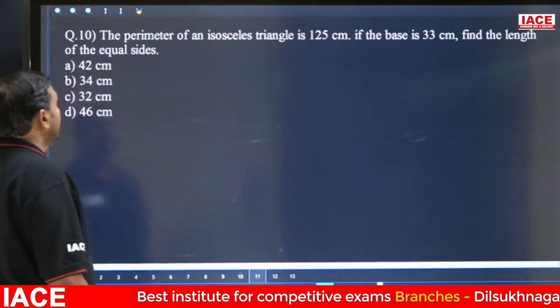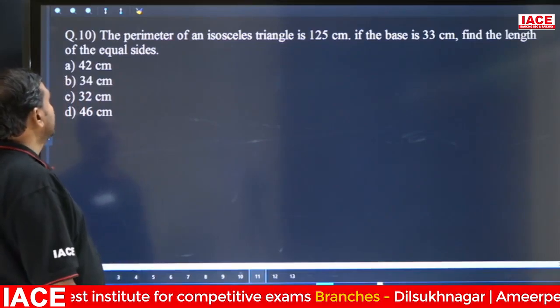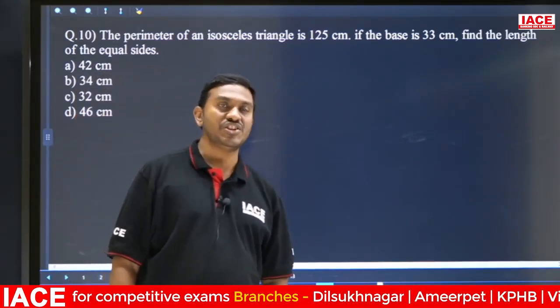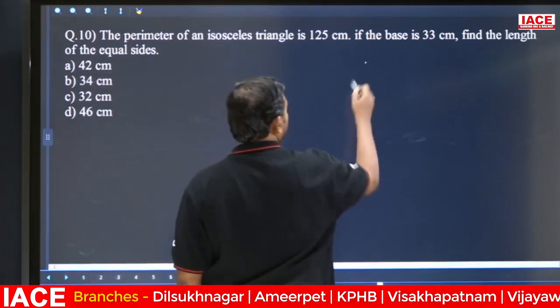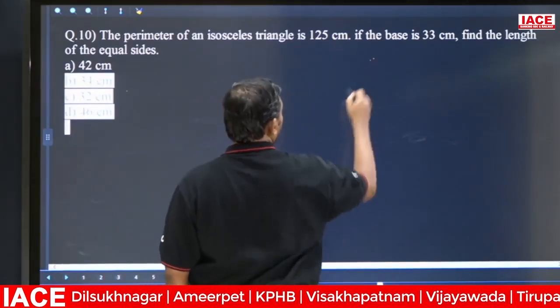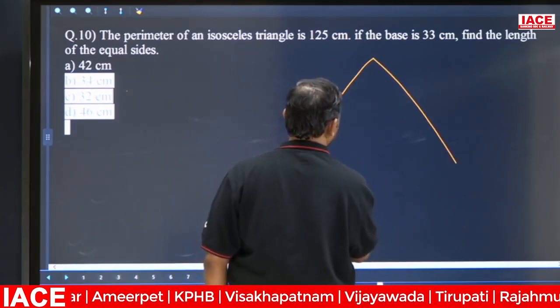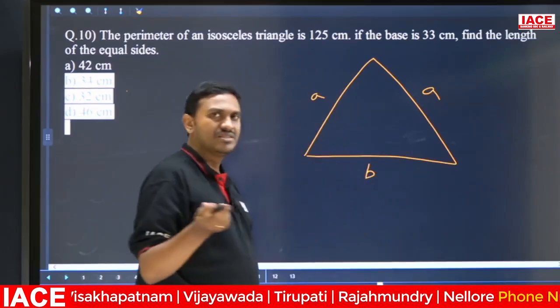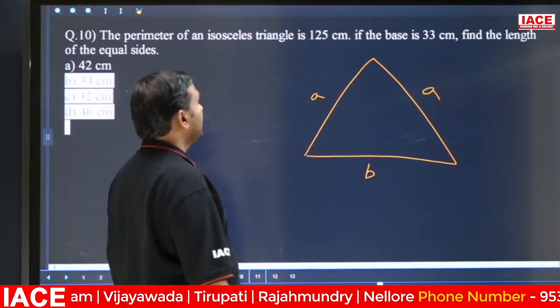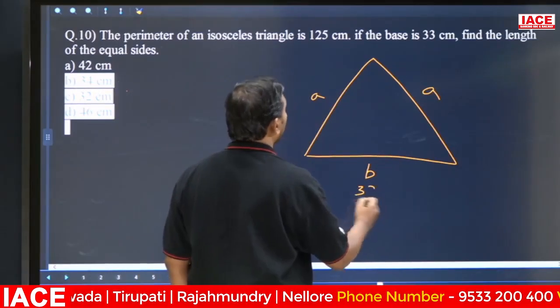Then next one, now a mensuration question. The perimeter of an isosceles triangle means two sides are equal. No need of a diagram for this, but I am writing it for explanation. And the base is how much? 33. And the perimeter is how much?